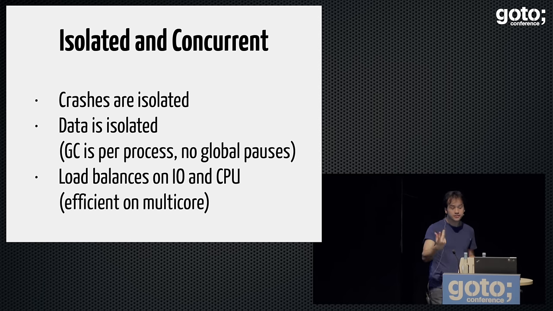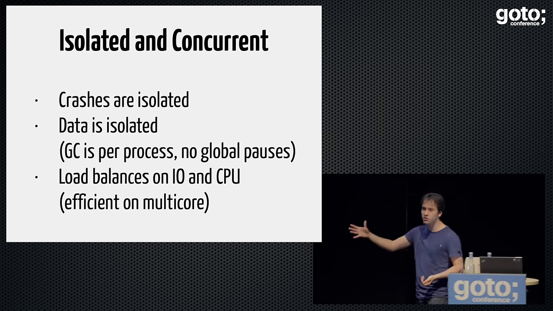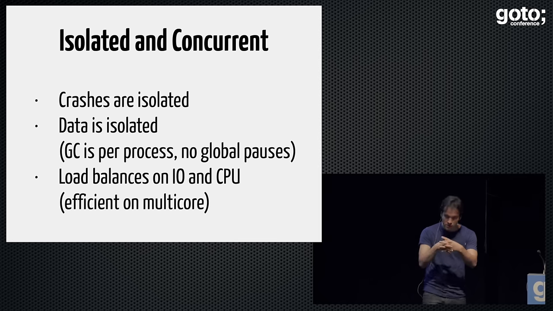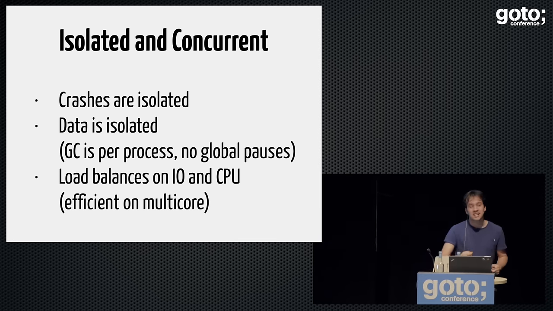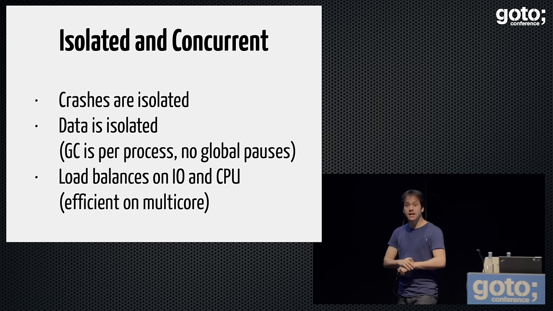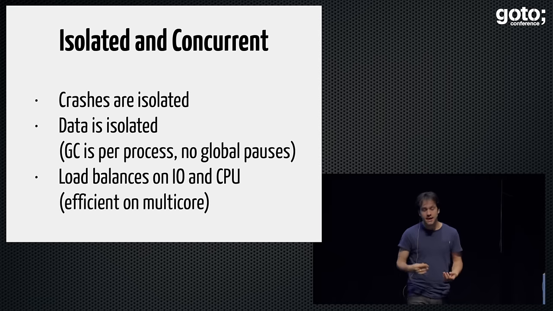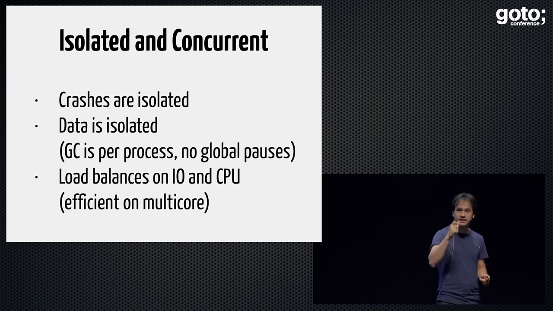So the first thing, as we saw, is that crashes are isolated. We want that, right? If something goes wrong in a request, we don't want it to affect other requests. It should be contained to that request. But it also means that data is isolated. And this is really good because it means that we don't have a stop-the-world garbage collection. Depending on the platform that we are using to deploy our applications today, you can have a very good response time on average. You're going to look at the average and say, hey, I'm responding in 15 milliseconds.